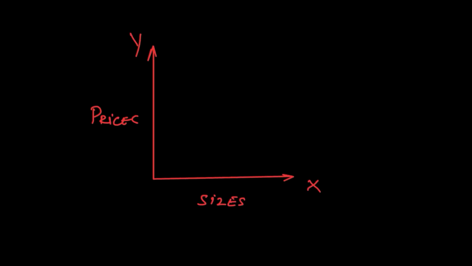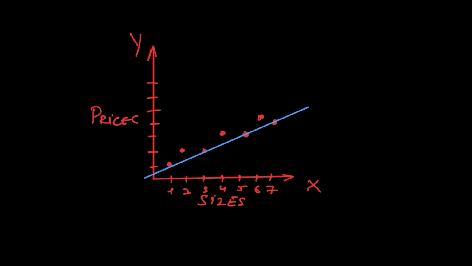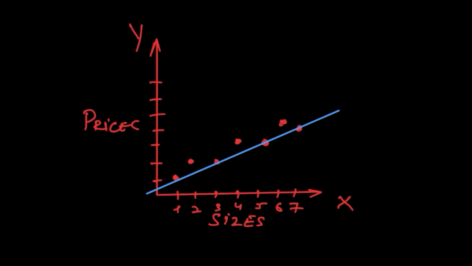Let's plot these points. Each dot represents one house. Already we can see a trend. As size increases, price generally increases. Our goal is to describe this relationship using a straight line. Not because the world is perfectly linear, but because a straight line is the simplest model we can start with.